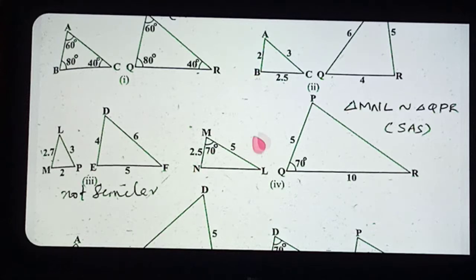So the two ratios are equal and their included angle is equal. Angle M is congruent to angle Q. So two corresponding sides are in the same proportion. These two and these two are in the same proportion and their included angles are equal. Therefore, which criteria will we apply? SAS criteria. Clear?